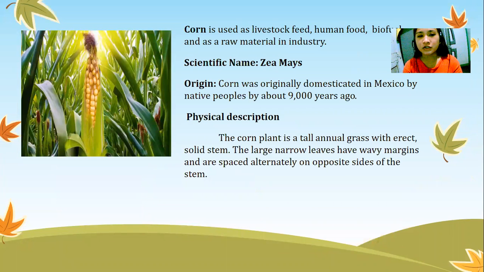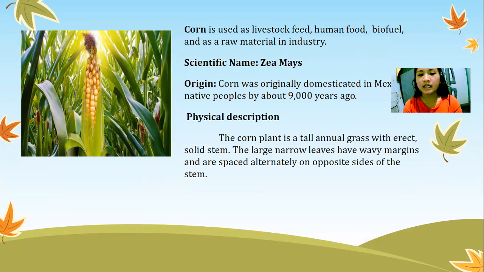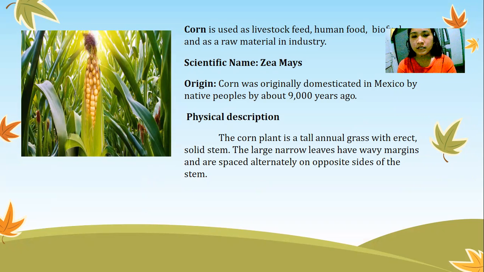For the monocot, I use corn. Corn is used as livestock feed, human food, biofuel, and as a raw material in industry. The scientific name of corn is maize. Origin: corn was originally domesticated in Mexico by native peoples about 9,000 years ago.